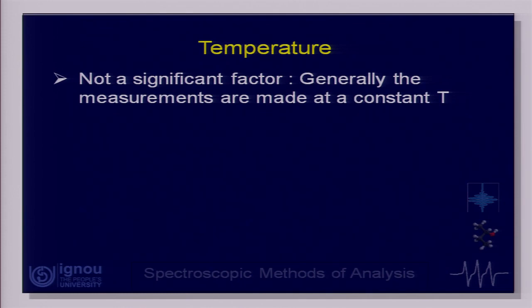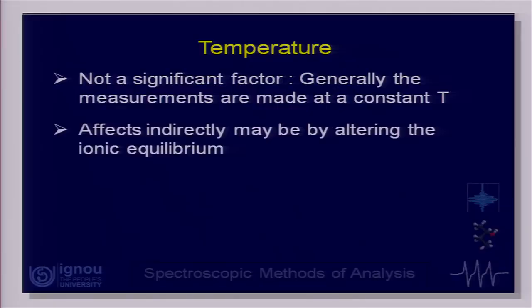Okay. Let us go further and talk about the last of the instrumental factors, which happens to be temperature. Temperature actually is not a very significant factor, because most of the time we make measurements at room temperature. So, it does not vary much over the course of measurement, and we do not expect too many deviations. However, if there are certain changes in temperature, small variations can come in, and these are indirect deviations which may be because of changes in the ionic equilibrium taking place in the absorbing species or the medium I am making use of.